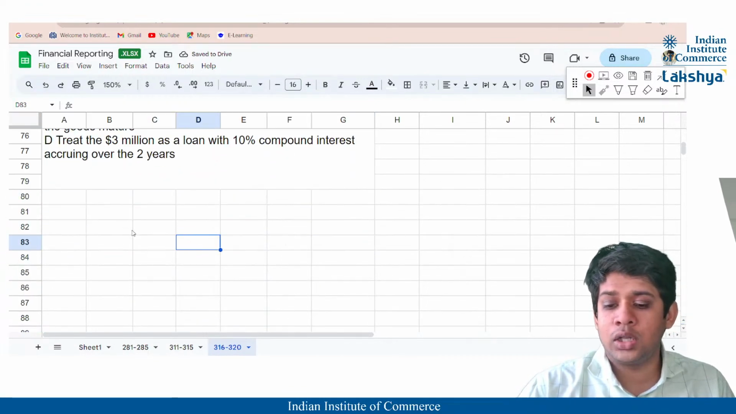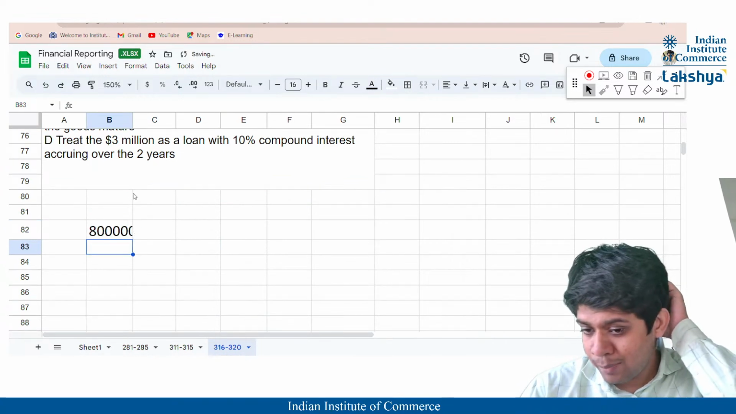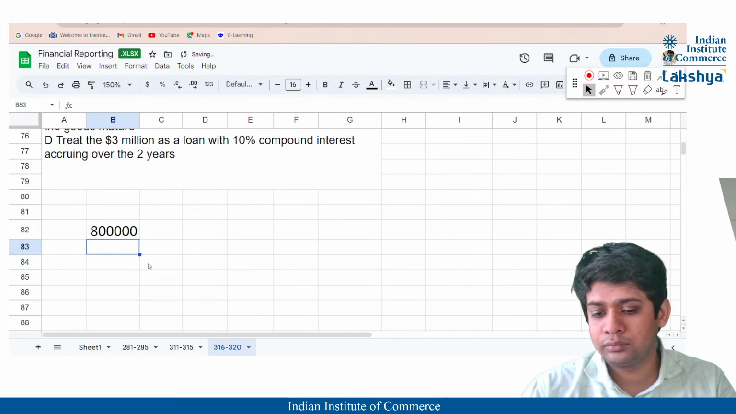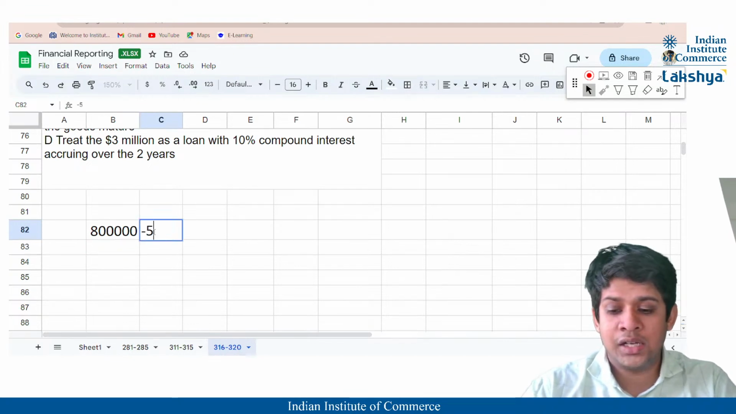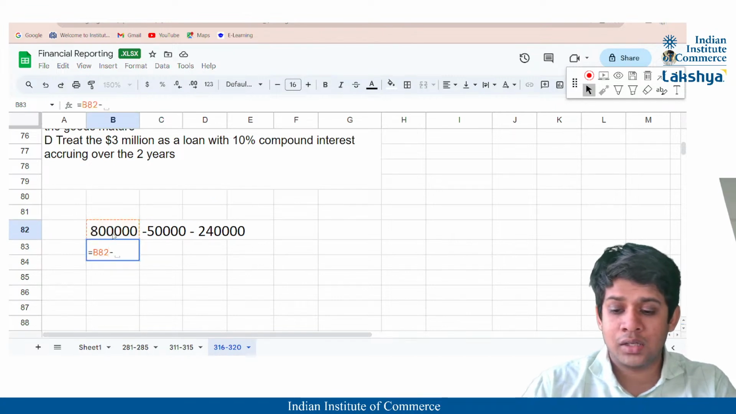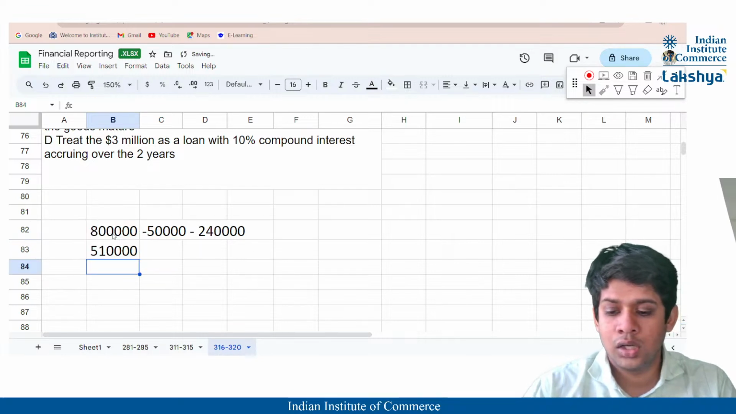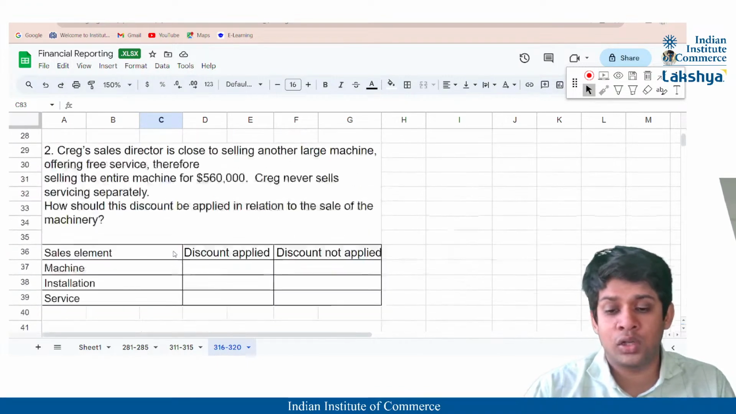Yes. So in total, the machinery is sold for 8 lakh. This price includes a number of things, that is, the 2,40,000 for the servicing and 50,000 for the installation. So the machinery technically is sold for how much? 8 lakh minus 50,000 minus 2,40,000. Machinery is sold for 5,10,000. That I can recognize as revenue for the year end.